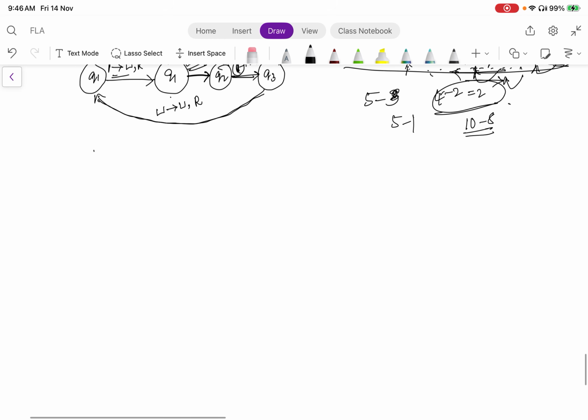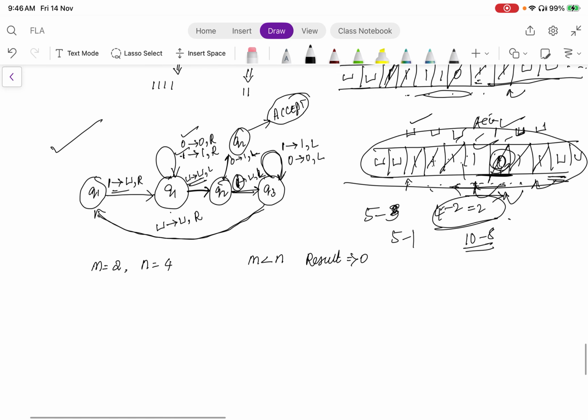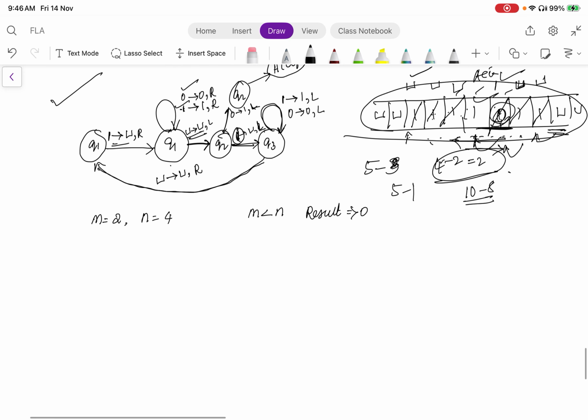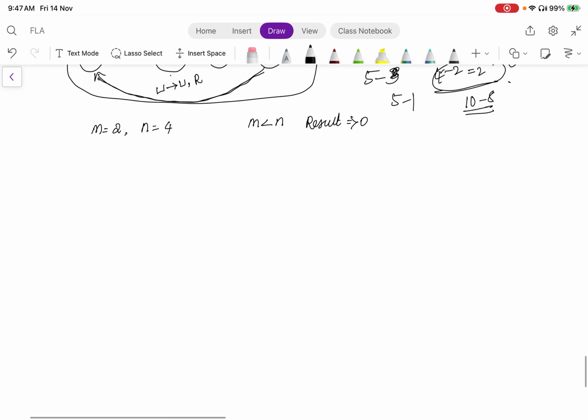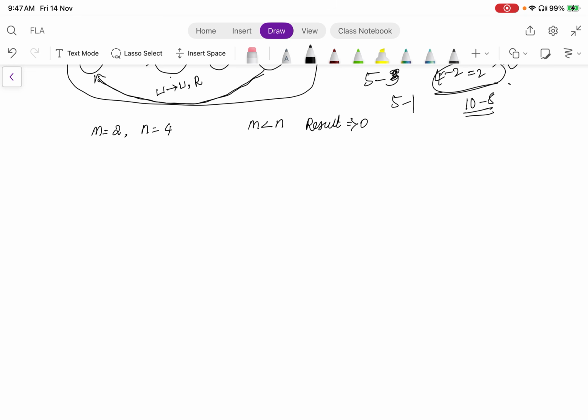So the example is m is equal to 2, n is equal to 4. Here m is less than n. Result should be what? 0. Okay, so the Turing machine is same. This is the same Turing machine, and you just have to add one more state, Q naught.